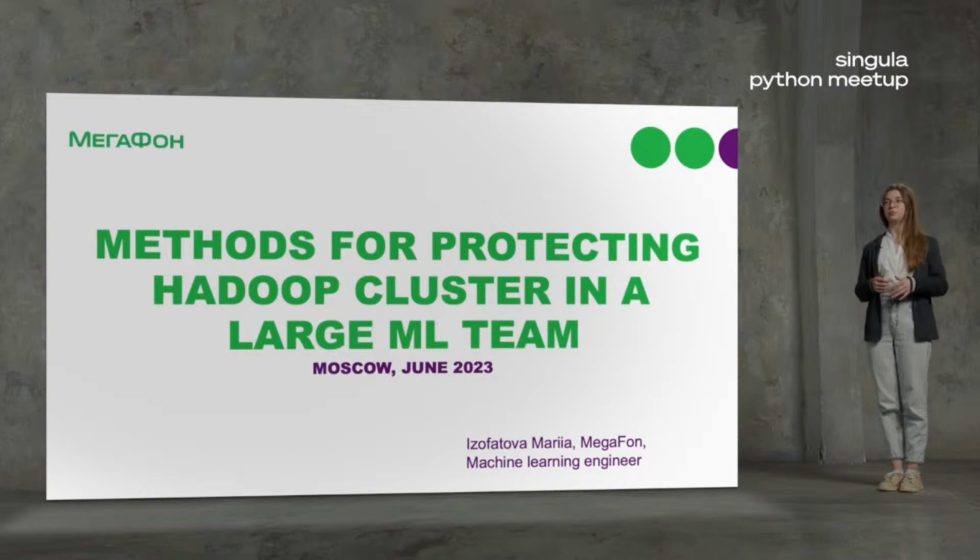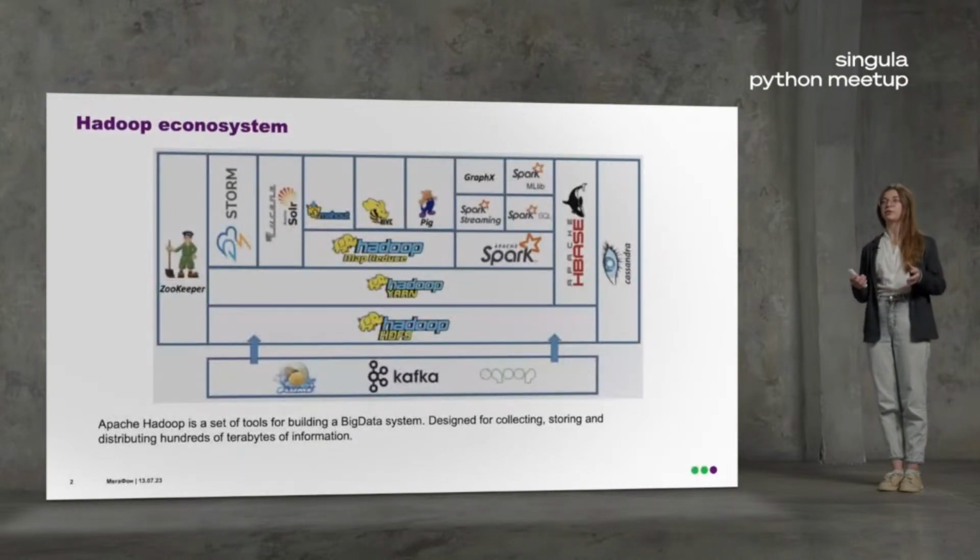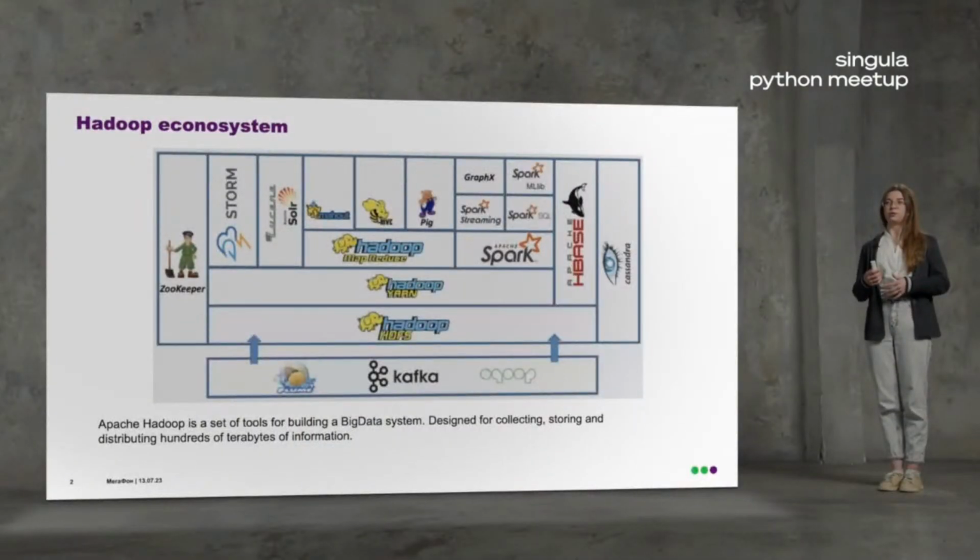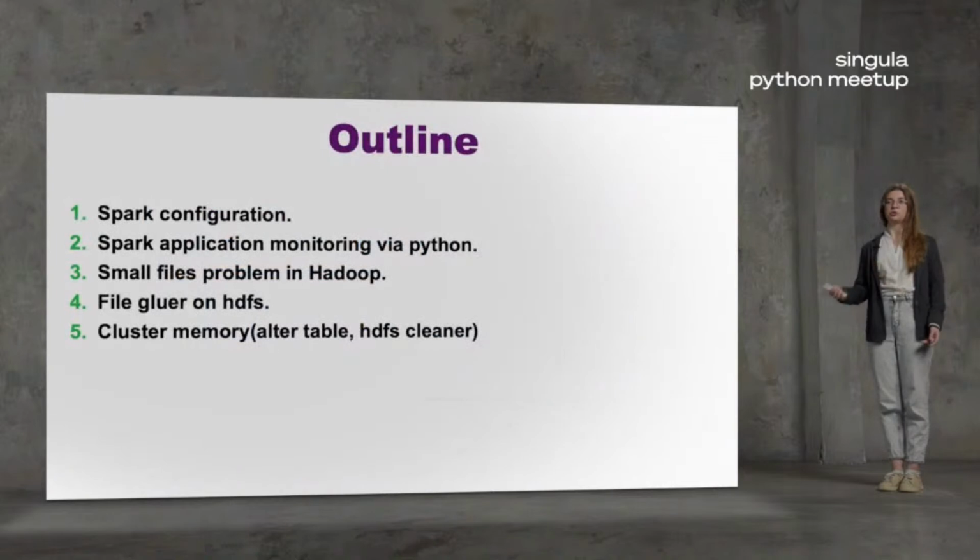In a large ML team that works with big data, scientists regularly face distributed computing. They work with millions of rows of data and put machine learning models into production. I won't go into much detail about what the Hadoop ecosystem is all about. Let's remember that it has 4 main modules: Hadoop Common, HDFS, Yarn, Hadoop MapReduce. Today we will talk about configuring the Spark configuration, monitoring Spark applications using Python methods, the problem of small Hadoop files and gluing them on HDFS, and cluster memory.